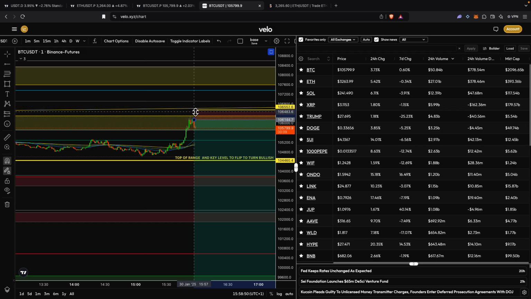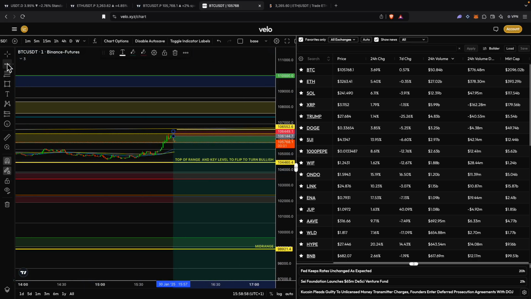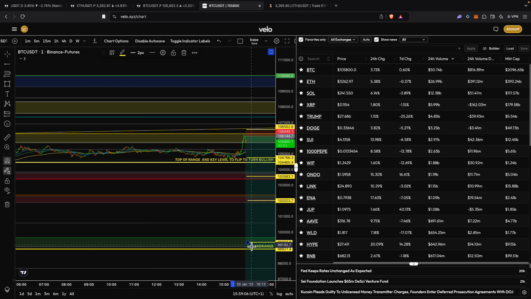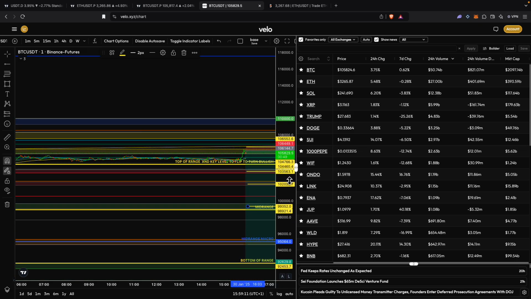Stop loss above this wick and confluence with my box to target. First take profit here. Second in the box. Third one. And let's go down. How low can it go? I don't know.